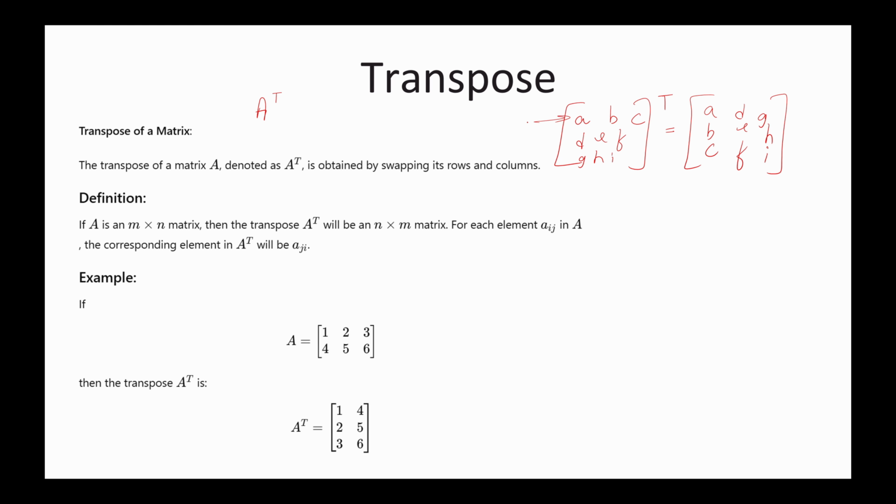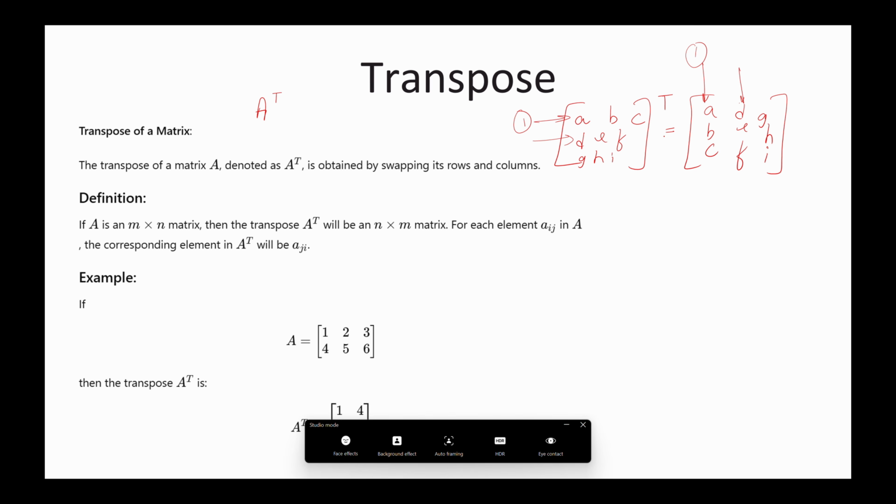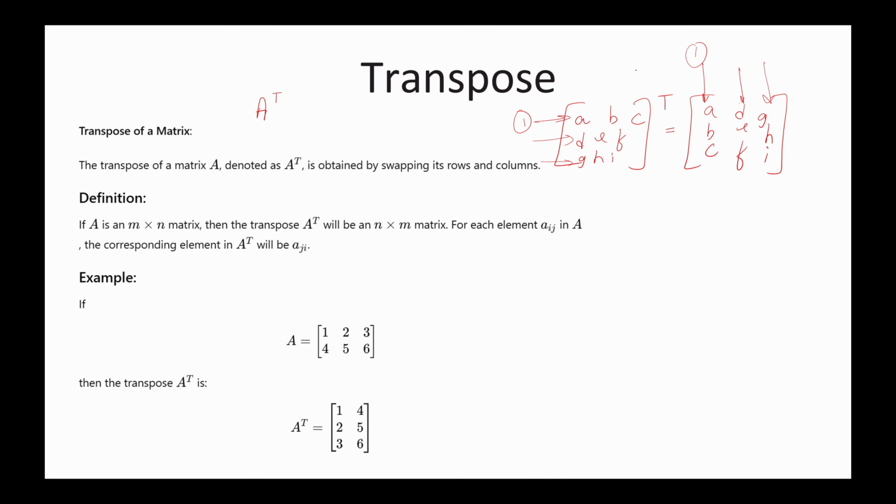So if you look at the first row, it has been converted into the first column here, A, B, C, and the second row has been converted into the second column here. The third row has been converted into the third column here. So this is how a transpose is calculated.